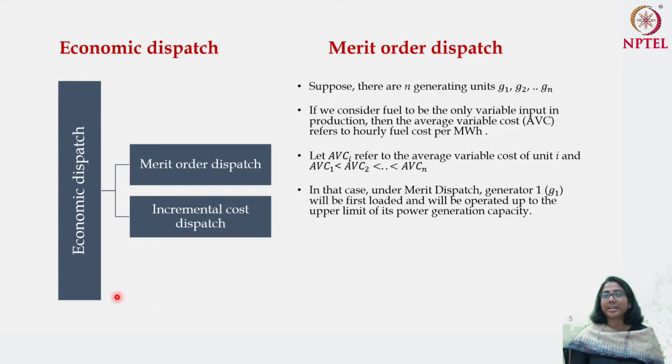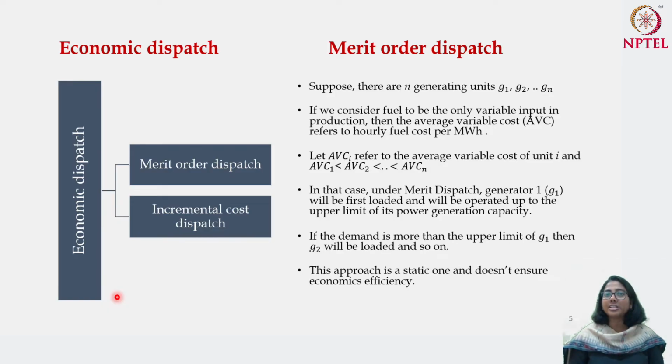Now if generator 1 cannot meet the total demand generated at that point of time, then generator 2 will be loaded. This way you keep on adding generators one after the other in a sequence, so that you use the generator with the least variable cost first and the generator with the highest variable cost last, up to the point at which the total supply actually meets the total demand.